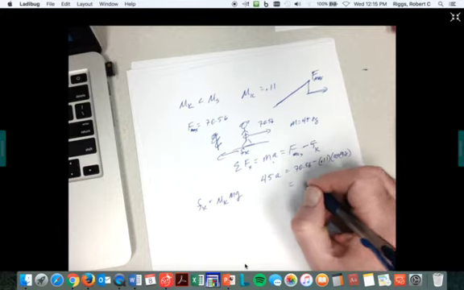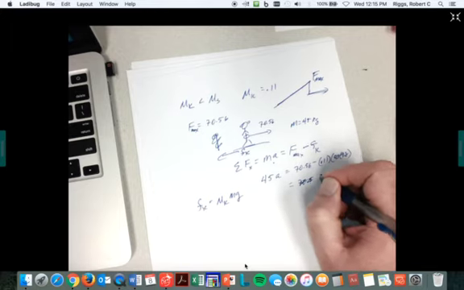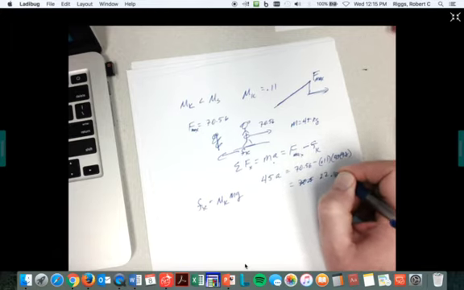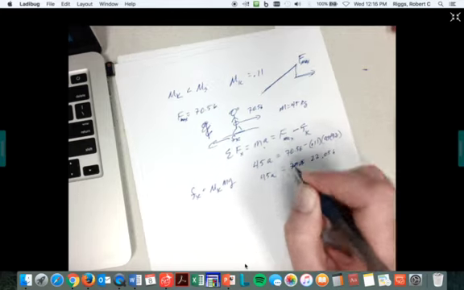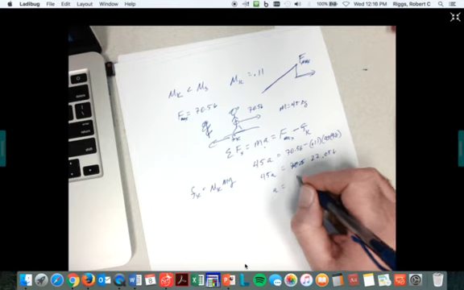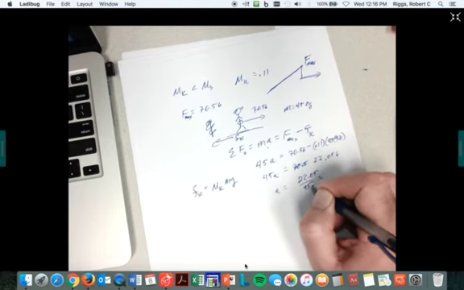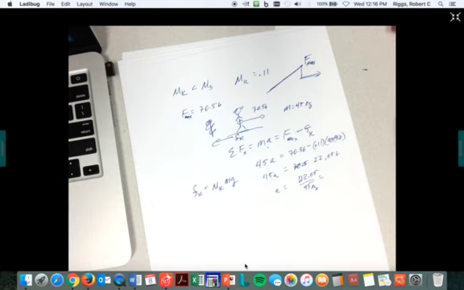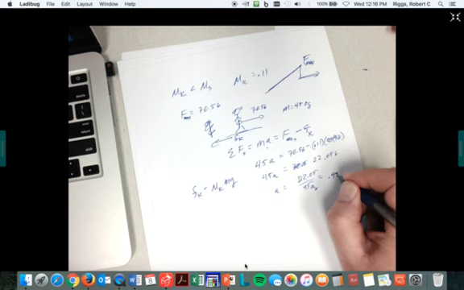Bang, 22.5. That's all that, and I wind up with 22.5 newtons equals 45 times a. And so my acceleration is 22.5 divided by 45 kilograms, and that gives me, this is quite a lesson, wasn't it, 0.49 meters per second squared.